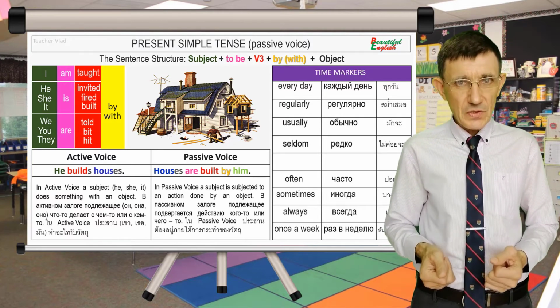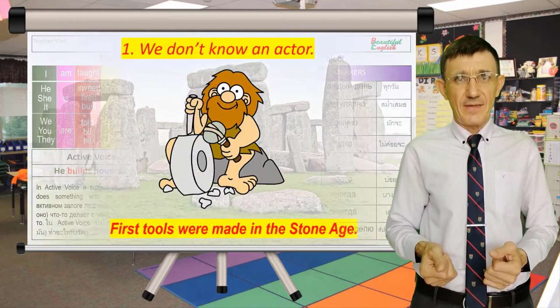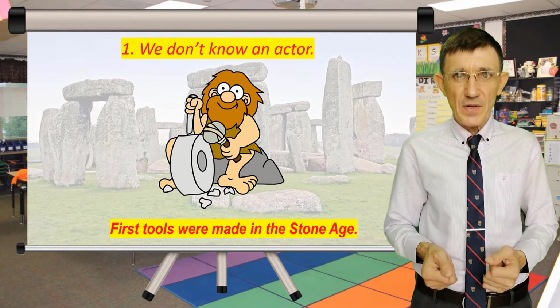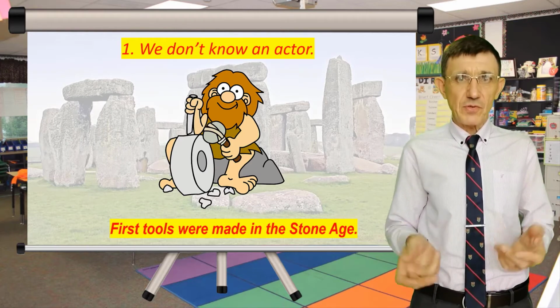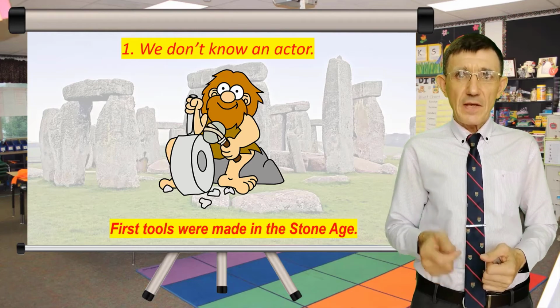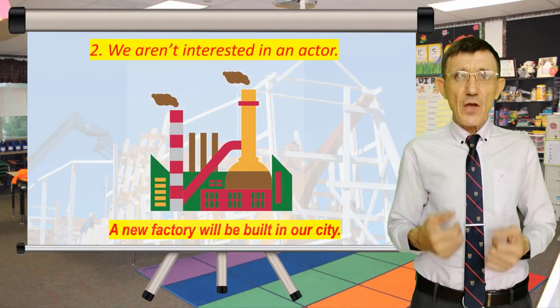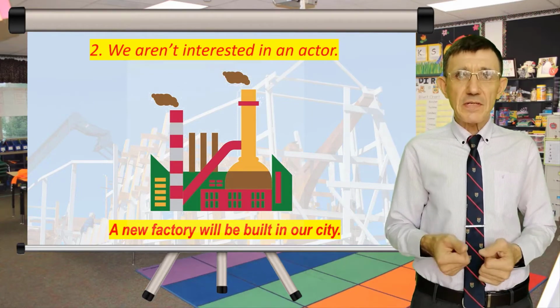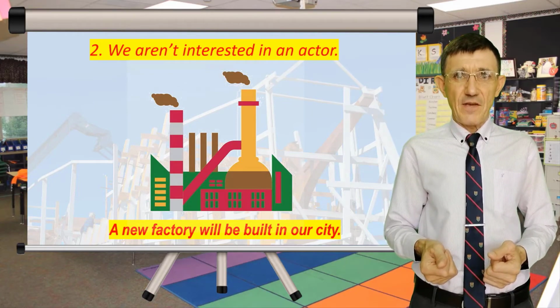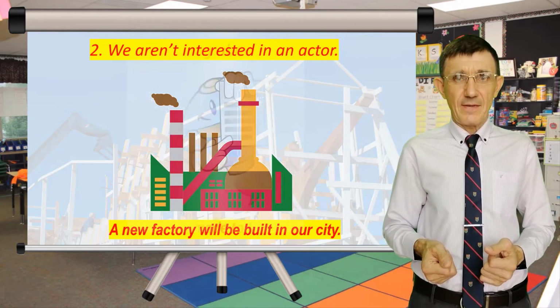You should also understand when we should use passive voice. We should use passive voice when we don't know an actor. First tools were made in the Stone Age. We use passive voice when we aren't interested in an actor. A new factory will be built in our city.